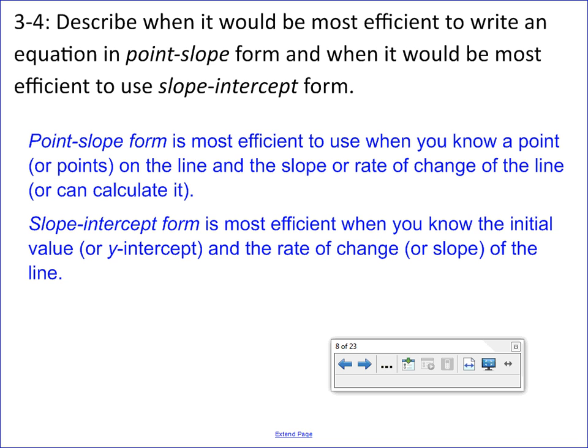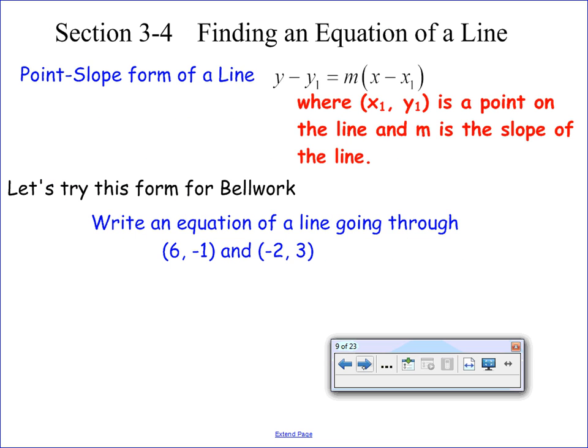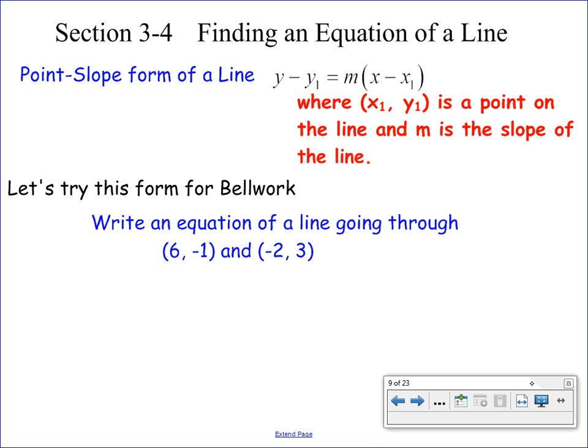Slope-intercept form is most efficient when you know the initial value, that's the y-intercept, and the rate of change, or the slope of the line. And so if you know the y-intercept or initial value and the rate of change, then it's going to be easiest to use slope-intercept form. In our Bellwork question, were we given the y-intercept? Right? Were we given the y-intercept? Are either one of those points 0, comma y? No. And so it was not the most efficient way to use slope-intercept form. We're going to practice using point-slope form.